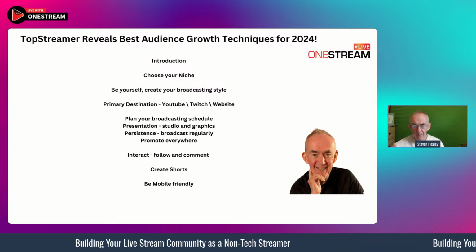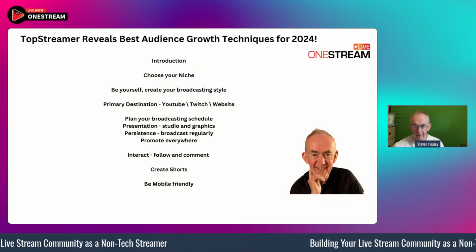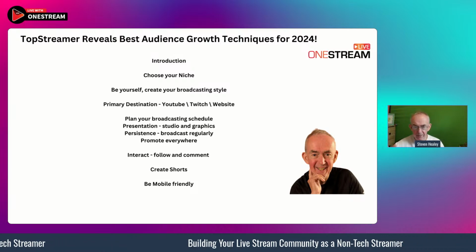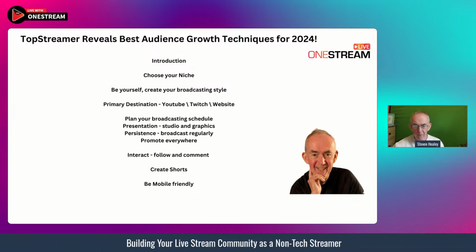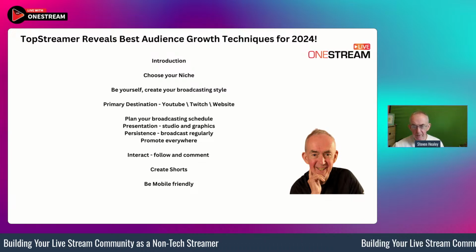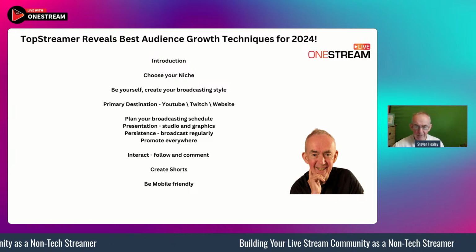Then we're going to talk about the importance of being yourself and creating your own broadcasting style. I've done that over the years. I'm fortunate, I've been broadcasting for the last 10 years. Where are you going to broadcast? Two primary destinations are YouTube and Twitch, and then you could also go live to your website. But for that, you would need OneStream Live.